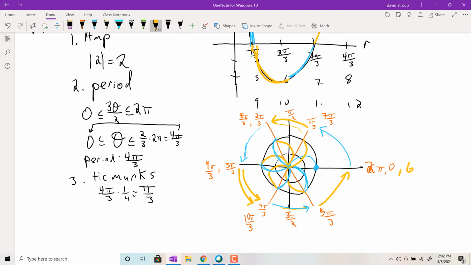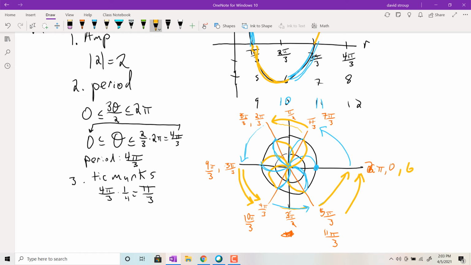And then from 10 to 11, whoops, this would be 11 pi over 3. That will be right here. So you can see 10 here and 11. I'm going back to 0 right here. And then I'm going from 11 to 12 pi over 3.